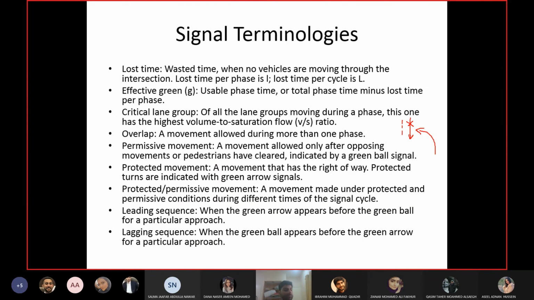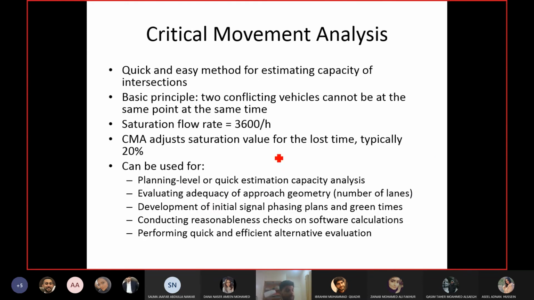Then we have critical movement analysis, which is considered a very easy and quick method of estimating the capacity of the intersections. Critical movement analysis is applied for estimating the capacity of intersections. It is the sort of analysis which you can complete in 5 minutes. What is the main principle behind doing this analysis?